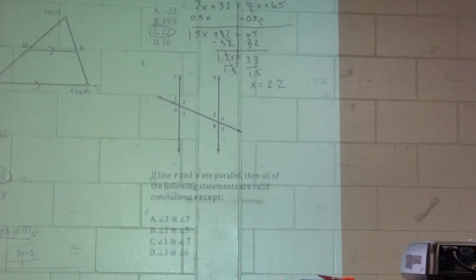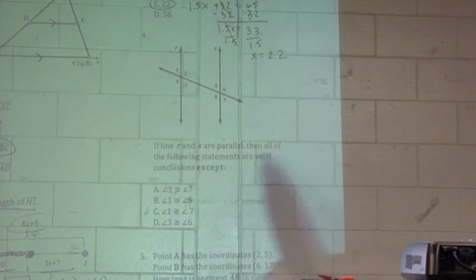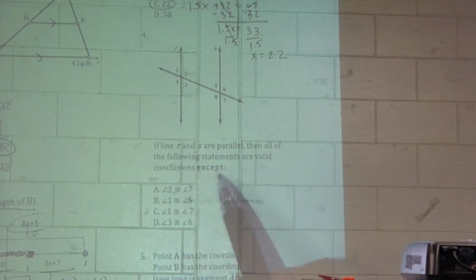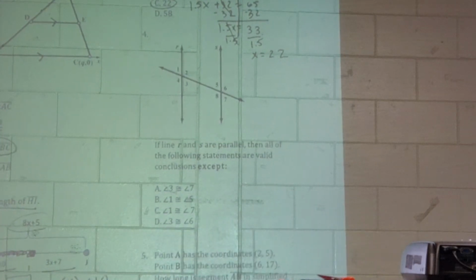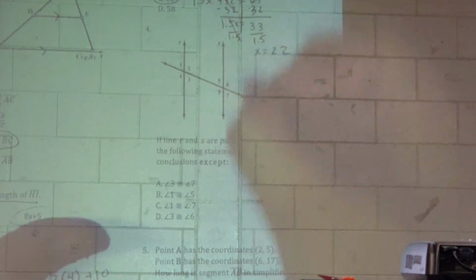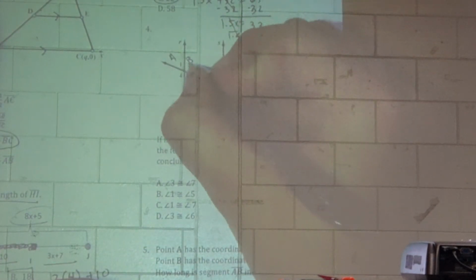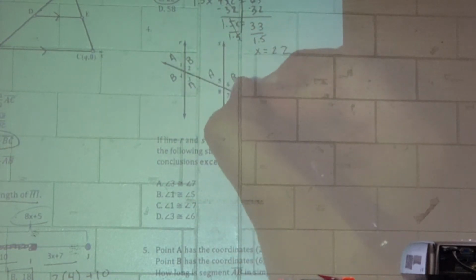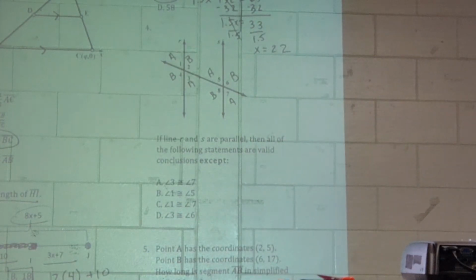All right, question number 4. If line R and S are parallel to each other, then all the following statements are valid conclusions except, and what I noticed is that all these statements are congruent statements. So to make this super easy, we're trying to find the one that's not a good conclusion, so we're going to put in this problem, ABBA, ABBA, ABBA, ABBA. And if you recall, all the A's have to be equal to each other and all the B's have to be equal to each other.